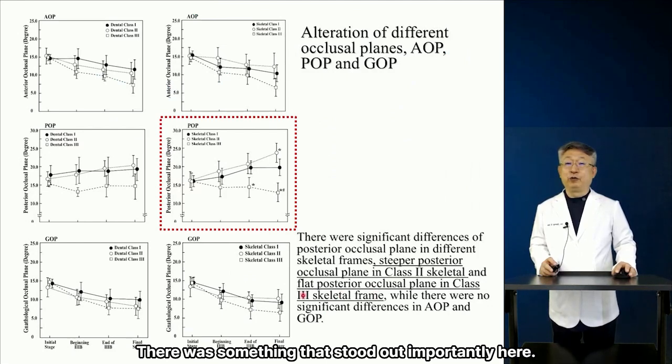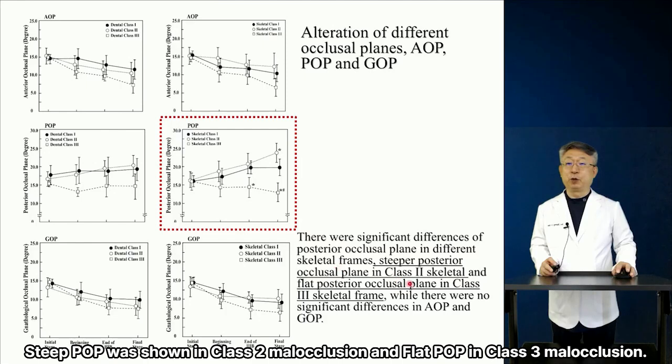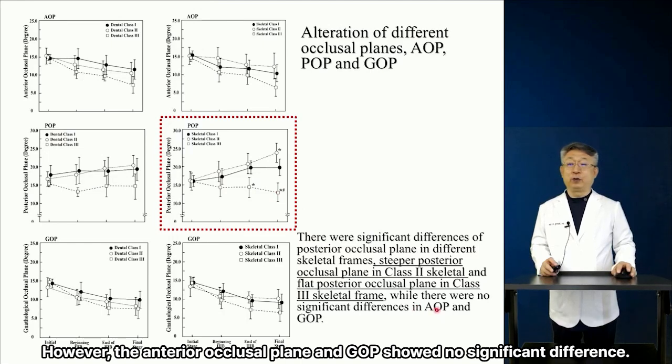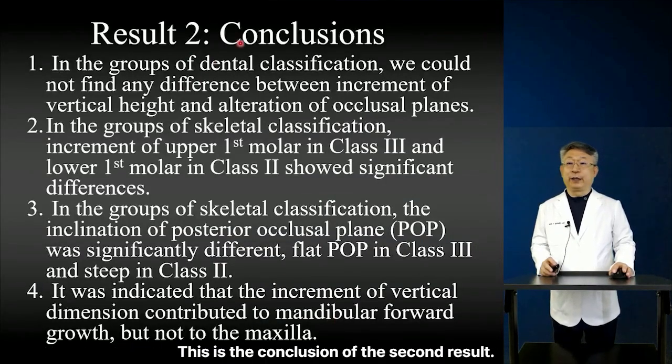There was something that stood out importantly here. There was a difference in POP between Class 2 malocclusion and Class 3 malocclusion. Steep POP was shown in Class 2 malocclusion and flat POP in Class 3 malocclusion. However, the anterior occlusal plane and GOP showed no significant difference. This is the conclusion of the second result.